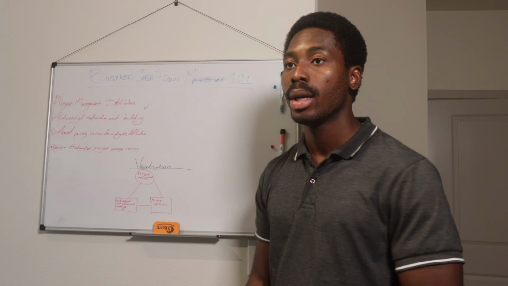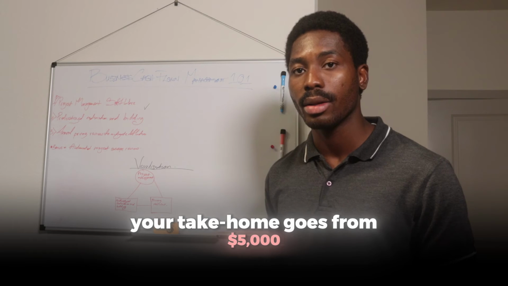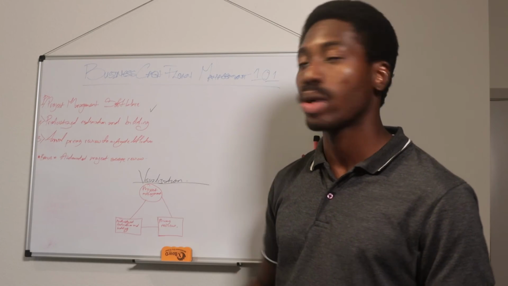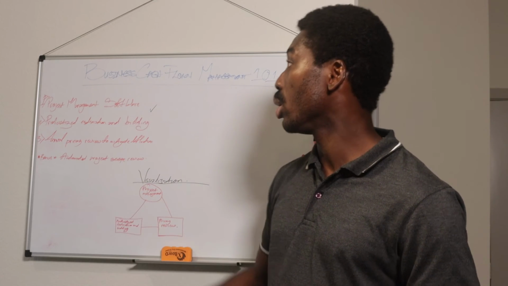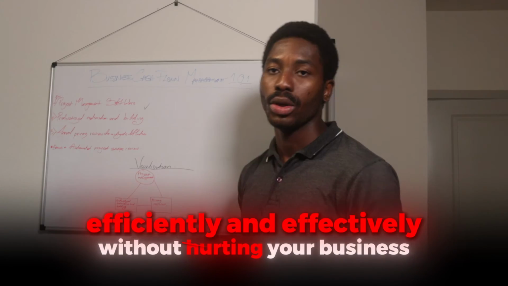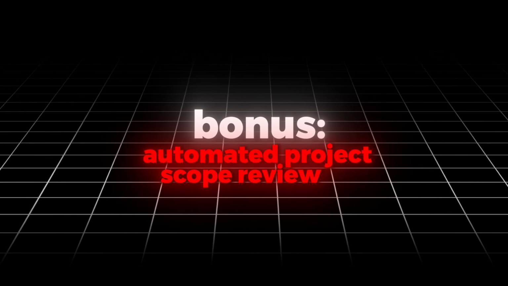and down and down, and your take home goes from $10,000 a month to like $5,000 a month in 5 years. So you don't want that. Just by doing this alone, annual price review to mitigate inflation, you're gonna manage your cash flow efficiently and effectively without hurting your business. So a bonus point, automate project scope review, pretty much the same thing.